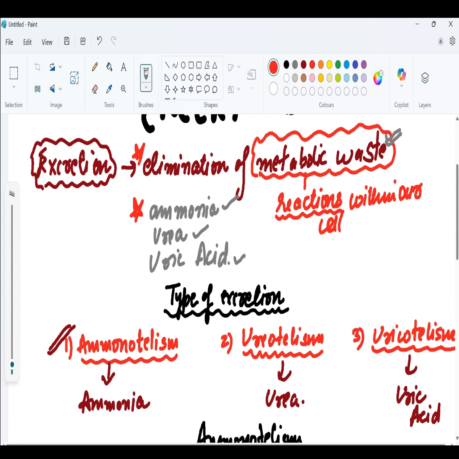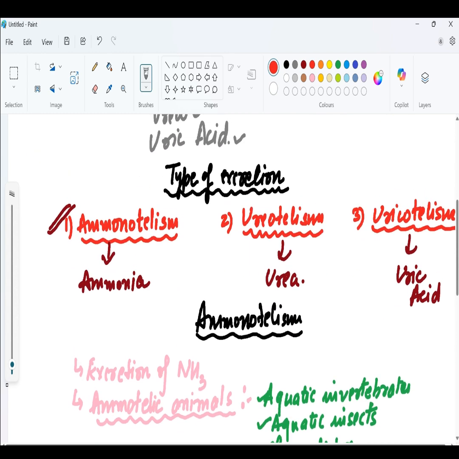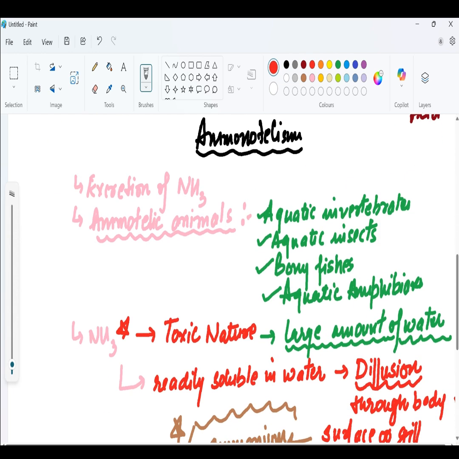Then, moving on to the types of excretion, we mainly have three types: ammonotelism, ureotelism, and uricotelism. In ammonotelism, ammonia is excreted as the main excretory product. In ureotelism, urea is excreted, and in uricotelism, uric acid is excreted. Then, ammonotelism, as we know, is the excretion of ammonia from the body, and those animals that eliminate ammonia from the body, we call them ammoniotelic animals.